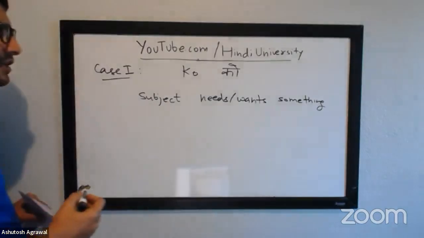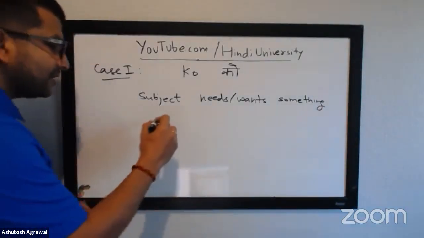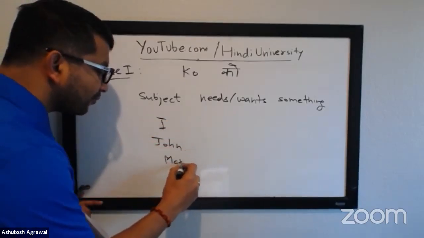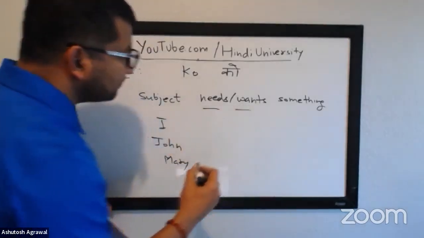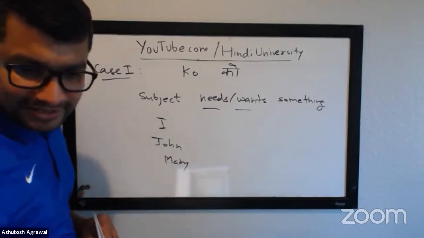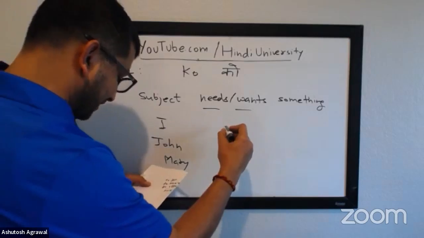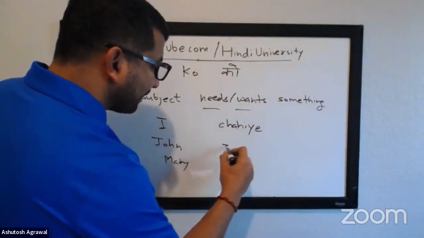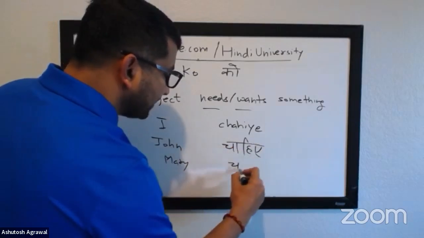Okay, you have a subject, and they need or want something. The subject could be I, John, Mary, or a group of people, anything. For needs and wants, what's the word for that in Hindi? Simon ji, I know you. चाहिए. Okay, chahiye. Okay, awesome. Chahiye.